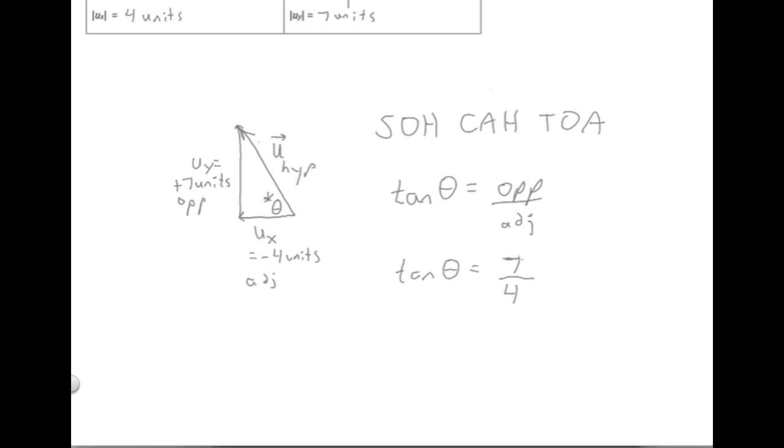In fact, maybe just this one time, I'll put in one more little step and show that the length of the opposite side is the magnitude of uy, and the length of the adjacent side is the magnitude of ux. So we can put those in, and therefore those magnitudes are 7 and 4. So again, we don't put in a -4 here because what we're dealing with is lengths.